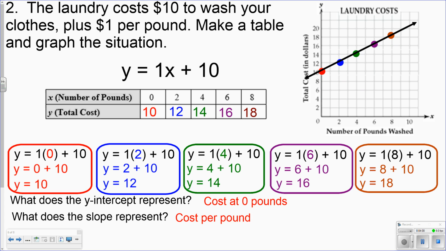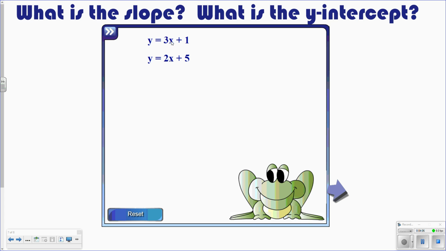So what is the slope? If I'm looking at this, y equals 3x plus 1. 3 is the slope, 1 is the intercept. In this one, 2x plus 5, 2 is the slope, 5 is the intercept. See if we can get another one. So in this one, negative 1/3 is our slope, and 6 is our intercept. In this one, positive 1/2 is our slope, and negative 8 is our intercept.